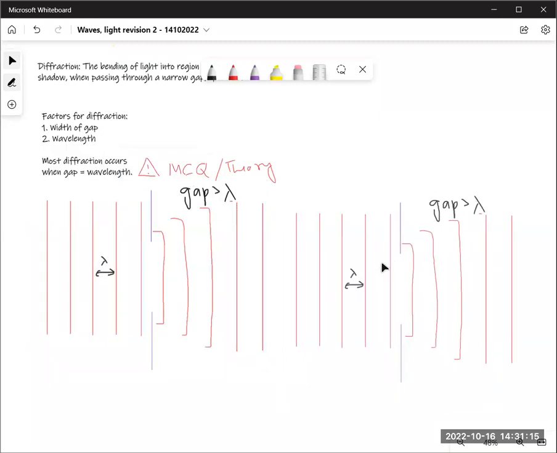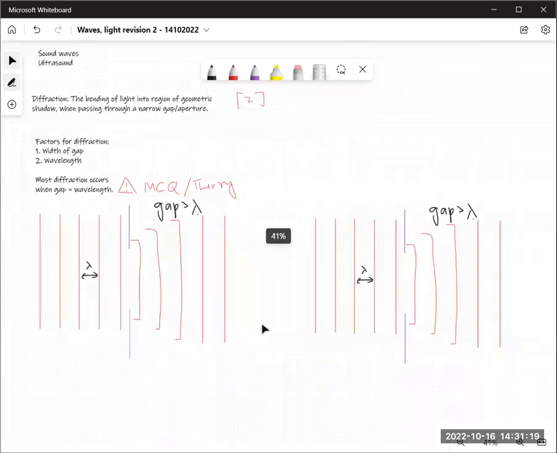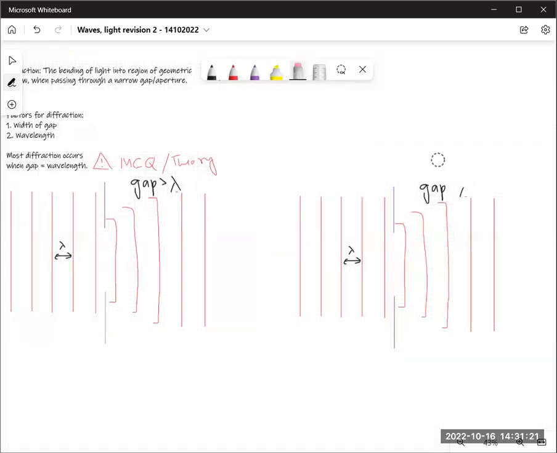If you have any questions, ask me. Let's look at the second case. In this case, I'll make gap equal to wavelength.